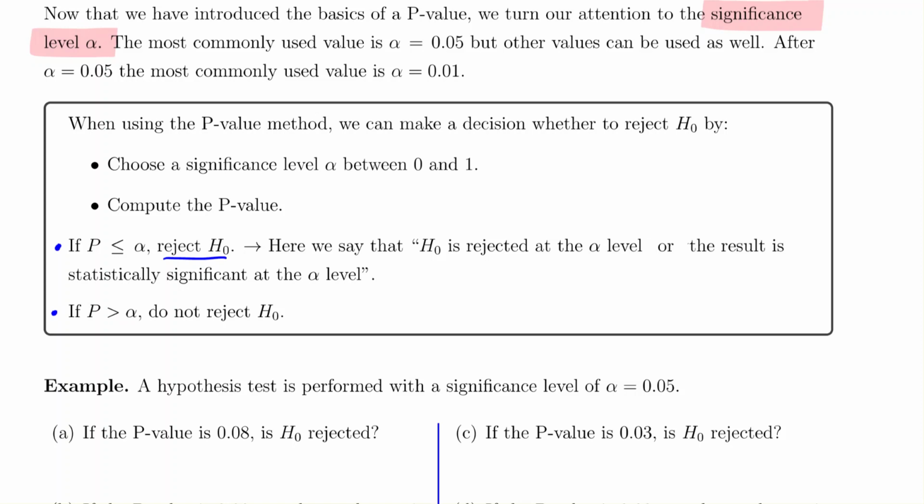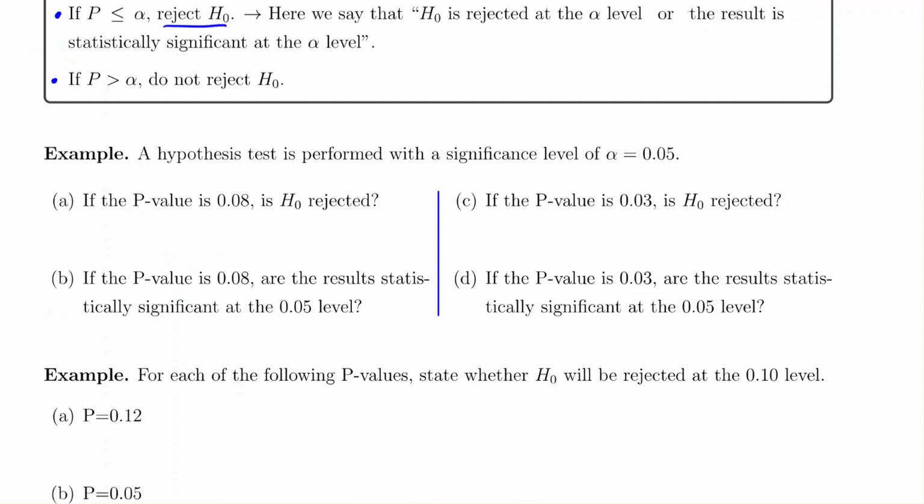So in order to make your decision whether to reject or fail to reject H0 in the p-value method, you calculate the p-value, you look at your alpha given, and if p is less than or equal to alpha, you reject. If p is greater than alpha, you do not reject. So let's practice this reasoning. Let's say that a hypothesis test is performed. Now our alpha level here is 0.05. If the p-value is 0.08, so that was already calculated, do we reject H0?